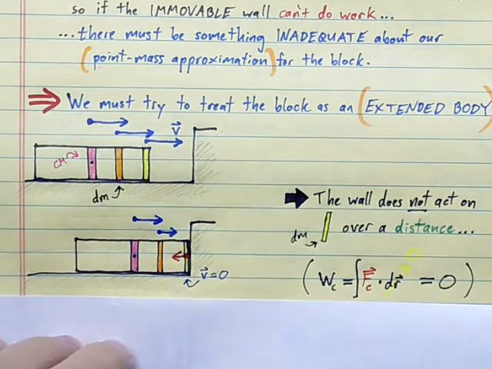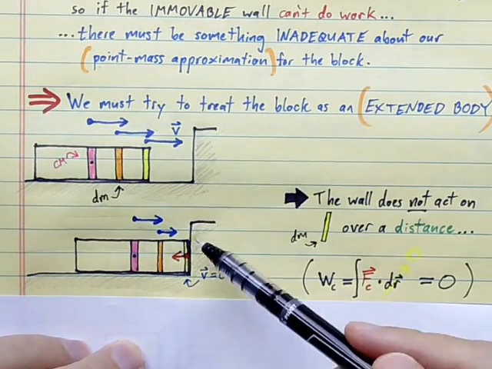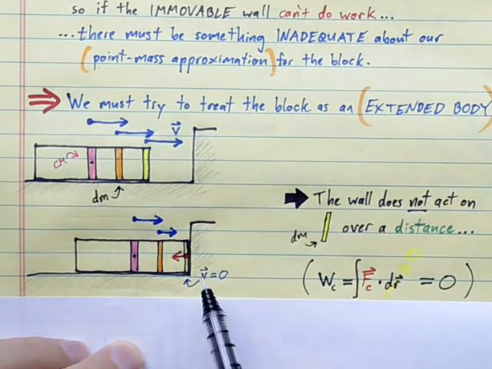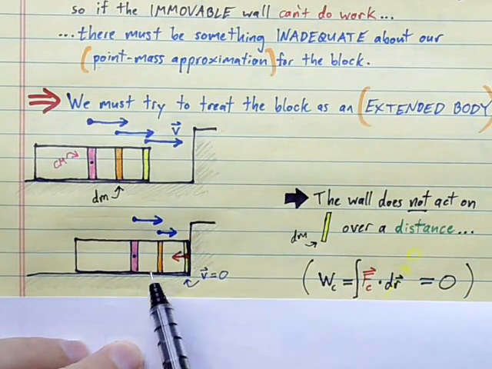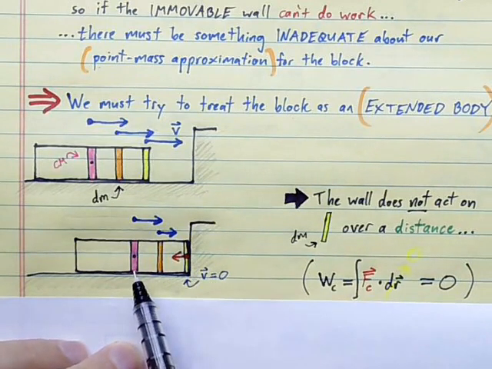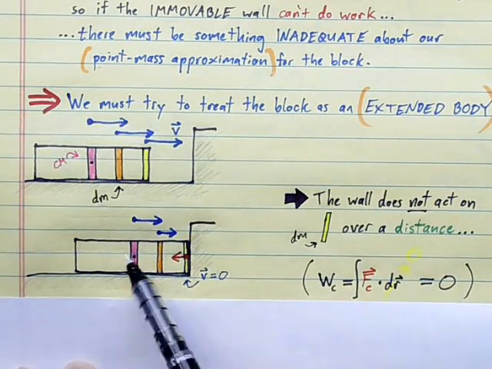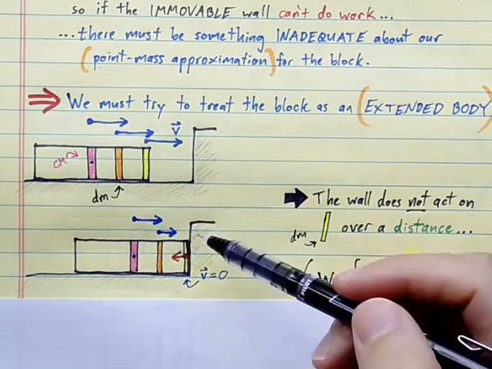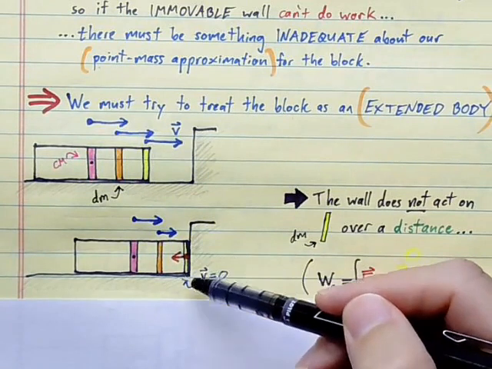And a key point here is that the wall is pushing on that yellow bit of mass at the edge of the block. The wall is not directly in contact with this orange bit of mass, and the wall is not directly in contact with this pink bit of mass or any other part of the block. The wall can only exert a force on something it's touching, and it's only touching this little bit of mass at the edge.